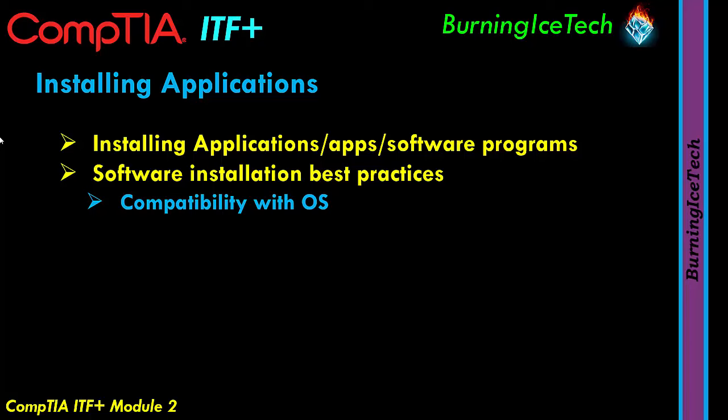More specifically, the operating system on that computer. Maybe what you want to install or what you're about to install only works on Windows 10 and something older than Windows 10. But the operating system you're trying to install it on is maybe Windows 11. So you might want to just double check that that program is in fact compatible before you go ahead.